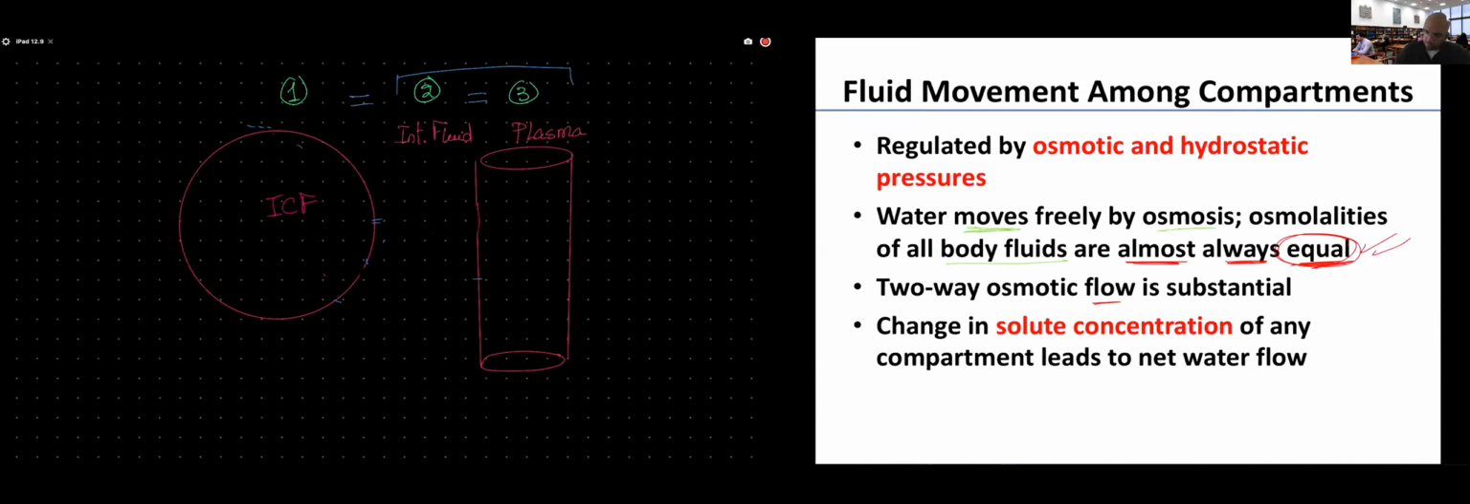A change in solute concentration in any compartment is going to lead to either net water gain or loss. You don't want to have a net water gain, because the cells are going to be swelling. You don't want to have a net water loss, because the cells are going to be shrinking. So again, which one of the three compartments has a higher solute concentration? Which one?